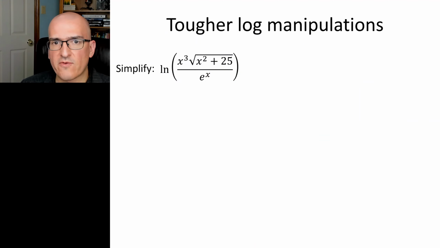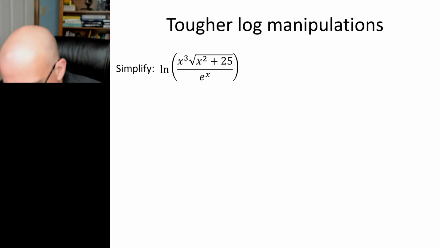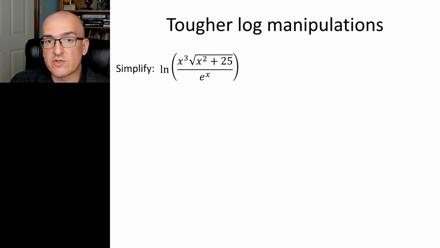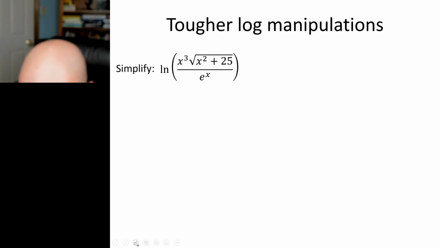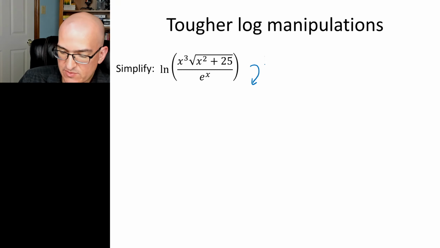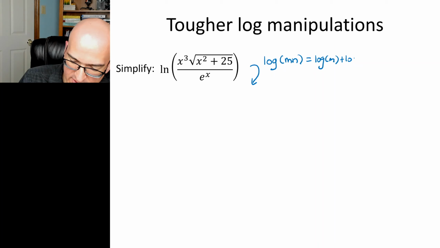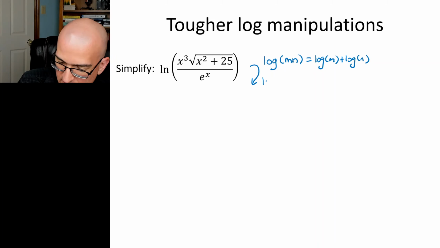Oh, I forgot I put this one. I thought I got rid of it. Okay, we'll do it. Yucky. We'll do it in several steps. First step, I was going to use two rules at once. We have the log of m times n is equal to log of m plus the log of n. We also have the log of m divided by n is equal to the log of m minus the log of n.